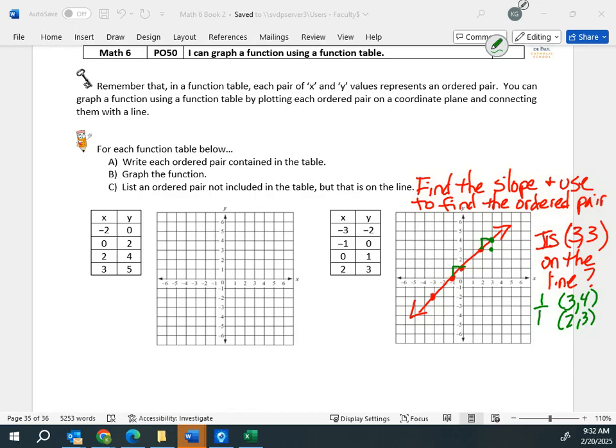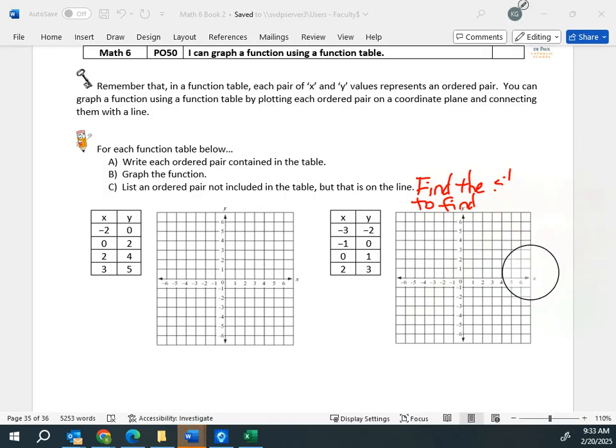Does that make sense? Kind of? Sort of? Thumbs up? How we feeling? Thumbs sideways? Okay, most of us are feeling pretty comfortable with this. Any questions?